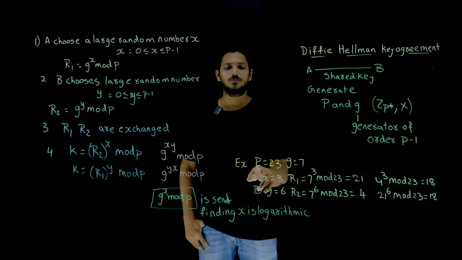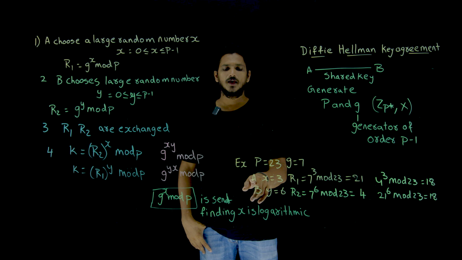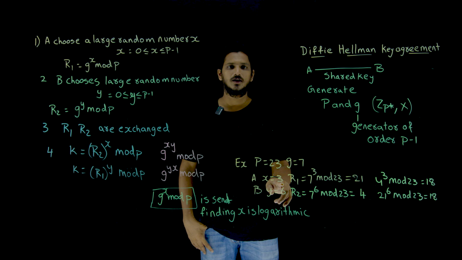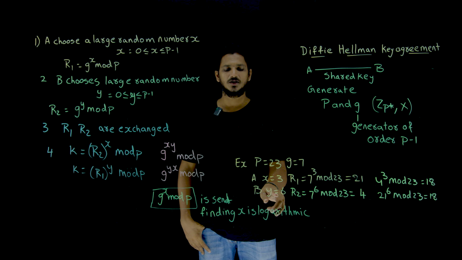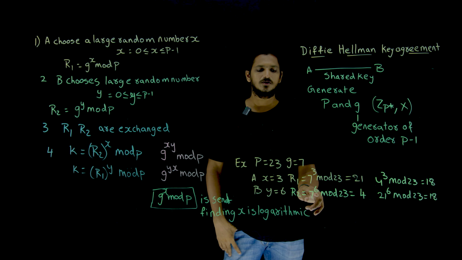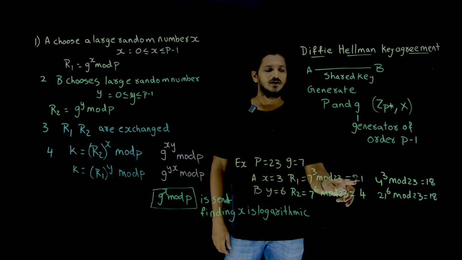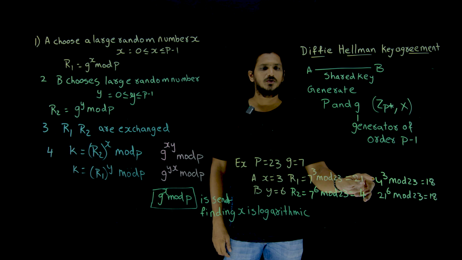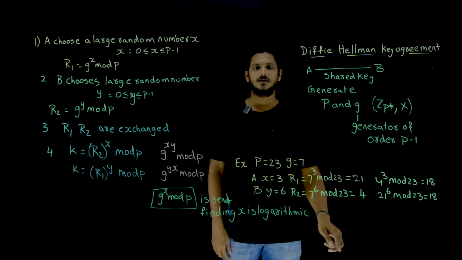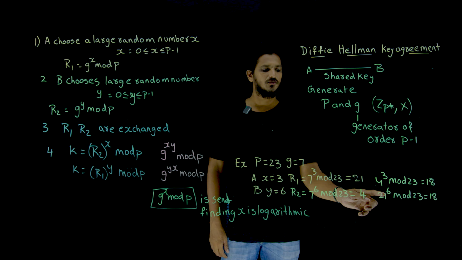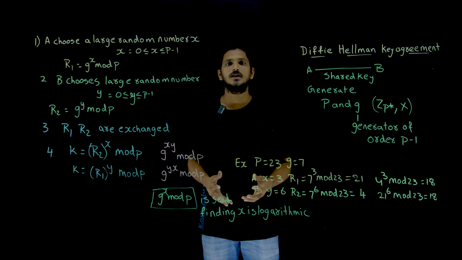Let's take an example. Generate P equal to 23, G equal to 7, where 7 is the generator. Now A randomly selects the X value, which is 3. R1 is generated: 7 power 3 mod 23 is equal to 21. Similarly, B generated a random number 6, and R2 is 7 power 6 mod 23, which is equal to 4. Now 21 is sent to B and 4 is sent to A. A has X equal to 3, so 4 cubed mod 23 is 18. Similarly, 21 is sent to B, and with Y equal to 6, 21 power 6 mod 23 is equal to 18. 18 is the key.